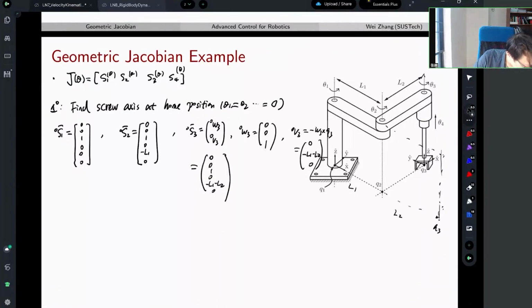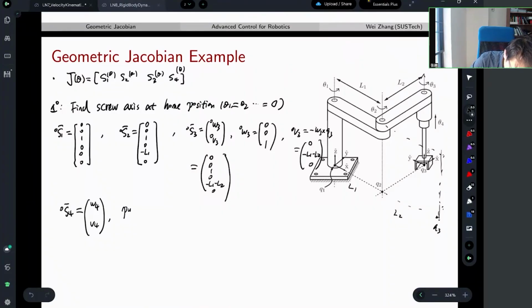Now we need to work on S4 bar, of course at the home position. What do you think? If you see the picture, it means you move upward. That's a linear motion, there's no rotation. It's just pure linear motion. So again, it is omega 4 and v4. In this case, this is a pure linear motion. If you remember the twist, when we defined twist, this is the degenerate case.